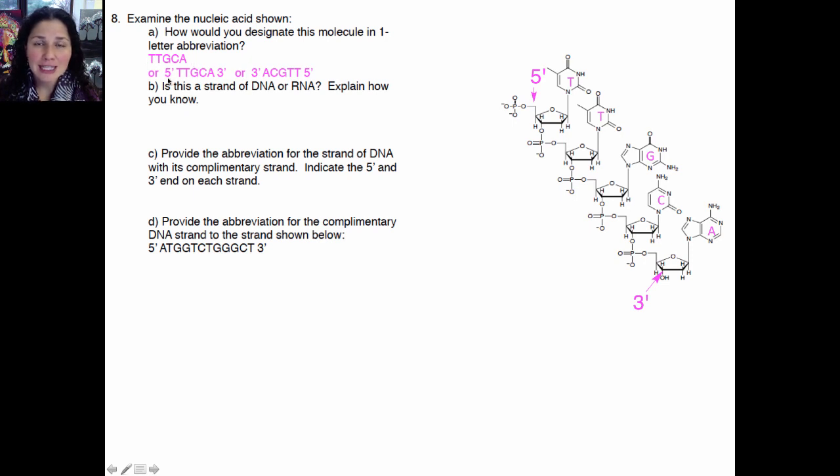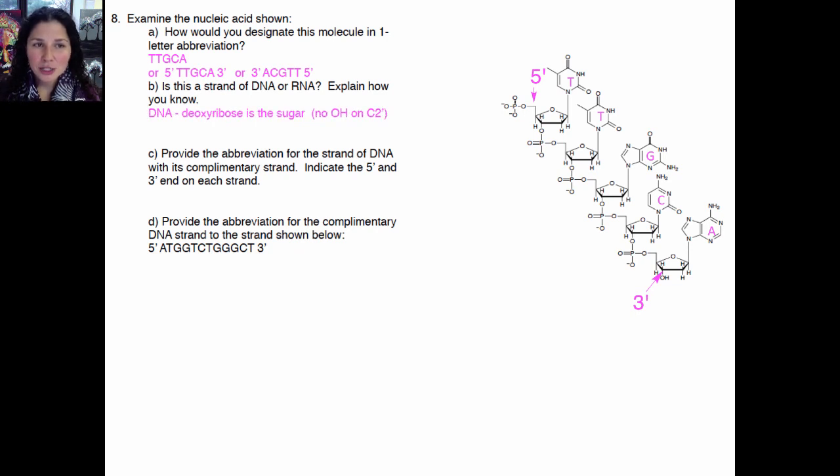You can also indicate this explicitly by writing 5' and 3'. Or you could reverse the order, but if you do reverse the order, you must write the 3' and the 5' ends explicitly. Notice that each of the sugars is lacking an oxygen on the 2' position. That means that this is a deoxyribose sugar, and this is DNA.